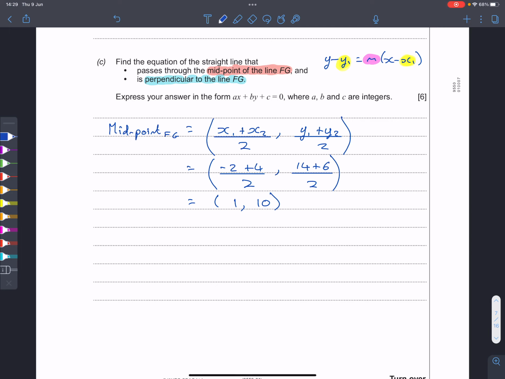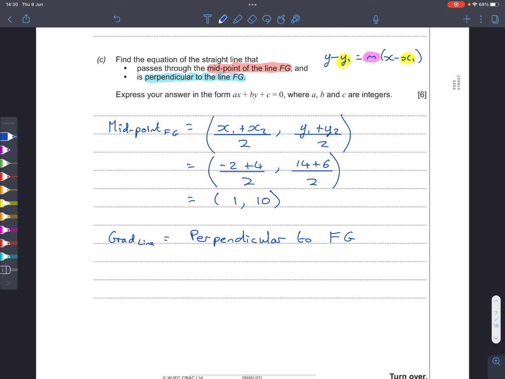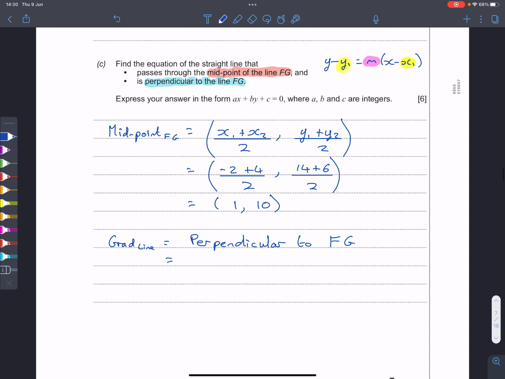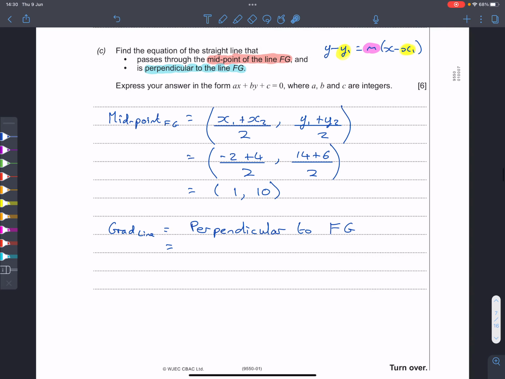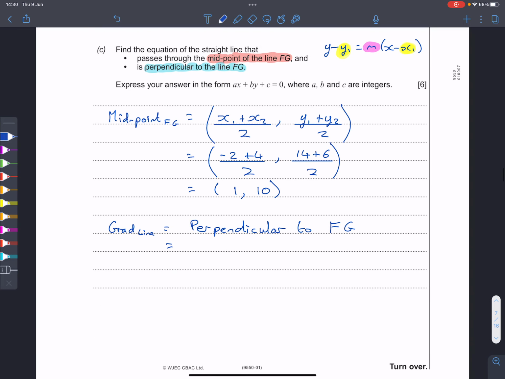Now I need to know the gradient. Oh, it's not the gradient of FG, sorry. It's the gradient of the line that we're looking for. It is perpendicular to FG. So if it's perpendicular, that means that its gradient is the negative reciprocal of FG's. Well, FG has a gradient of negative 4/3. So the perpendicular gradient, instead of negative 4/3, is positive 3 quarters.